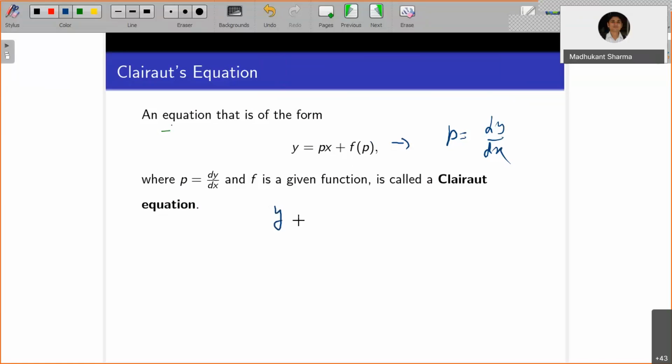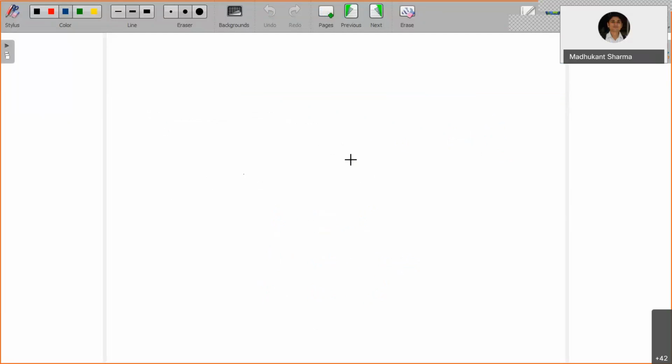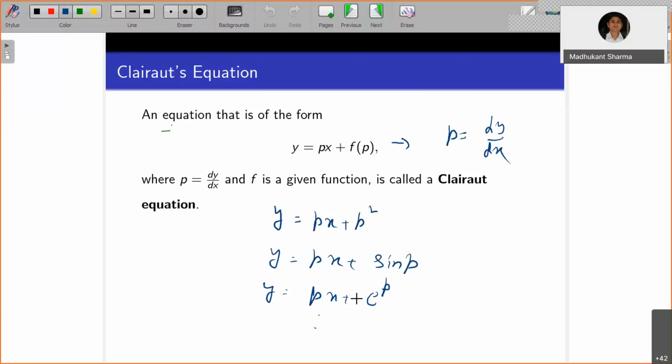So for example, you may have y equals px plus p square. Another example is y equals px plus sine p. Another example is px plus e to the power p, and so on. Such examples are possible for this special form of Clairaut's equation. But it is easy to solve. Clairaut's equation is y equals px plus f of p, which may be any of the above types.